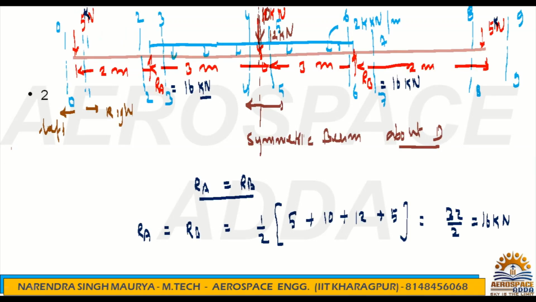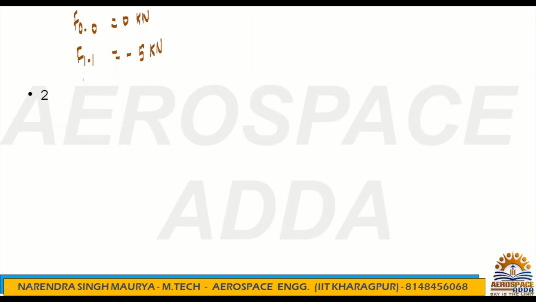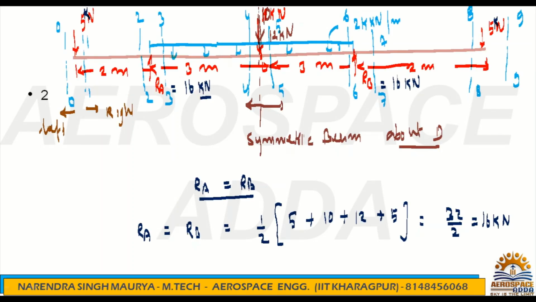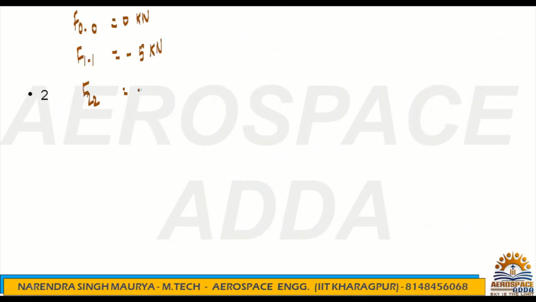Now coming to F22, see F22. F22 is nothing but just before RA. What is the force before RA? It's 5 kilonewton only. No? And the 5 kilonewton is acting downward, so it becomes negative. Downward. F33.